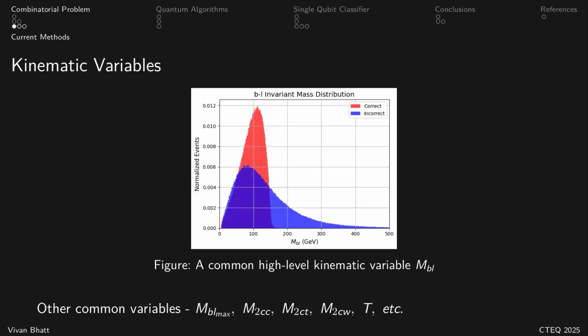These cuts have very high purity but very low efficiency, as we saw earlier today. So we lose out on a lot of data because we just can't tell. We use multiple high-level kinematic variables. This is just one example, the invariant mass, which is the most vanilla of them all. As we see, you can correctly identify the incorrect combination beyond 170 GeV, but for anything under that, we can't really tell.